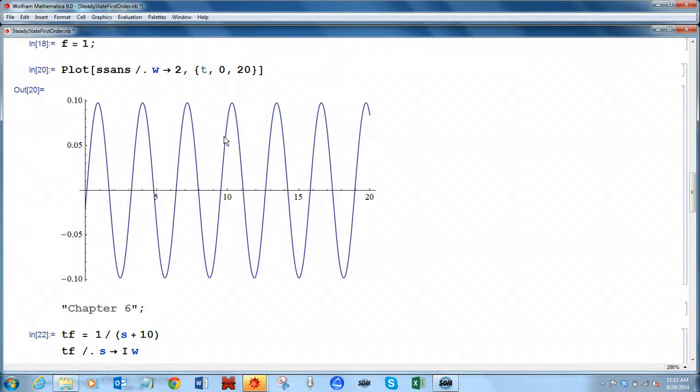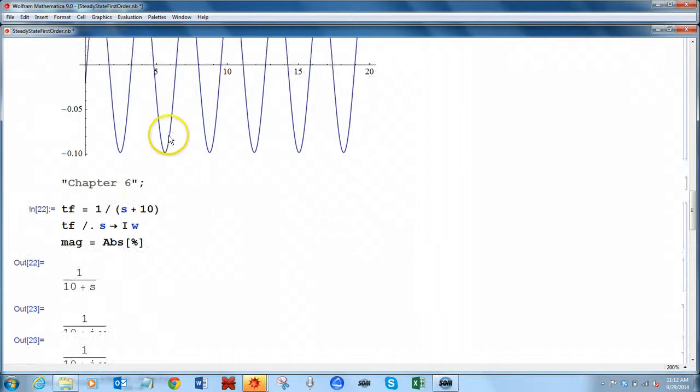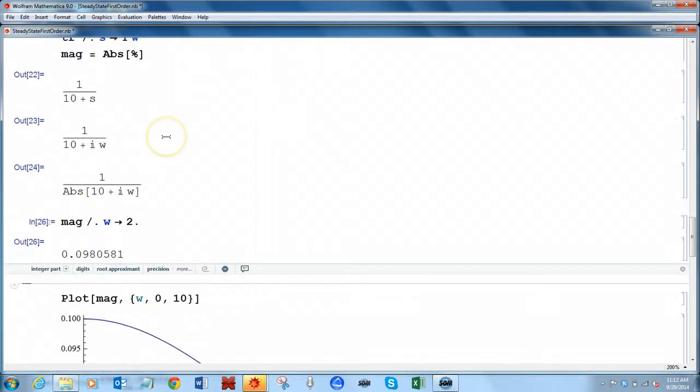Well, this is peak to peak. What's the amplitude? About 0.1, but if you notice this, it doesn't quite come up to 0.1. Not quite to 0.1, and that's pretty much what I'm getting down here. 0.098. Pretty close to 0.1, right? So I want you to trust me. It's the same thing.